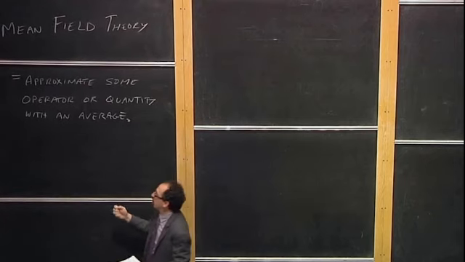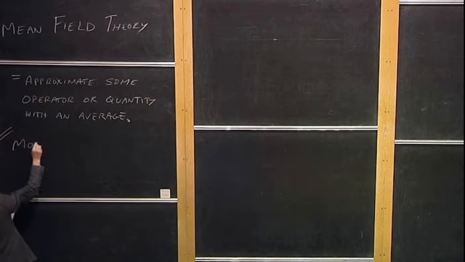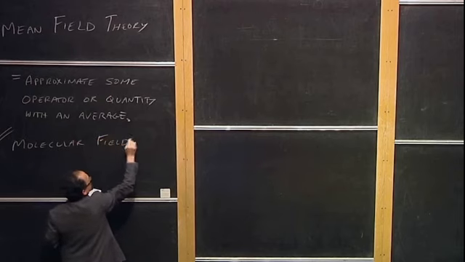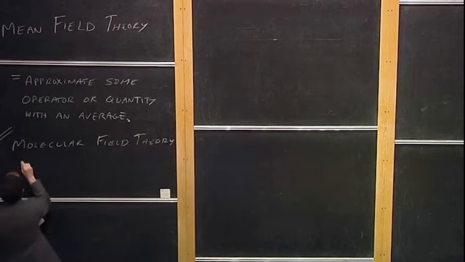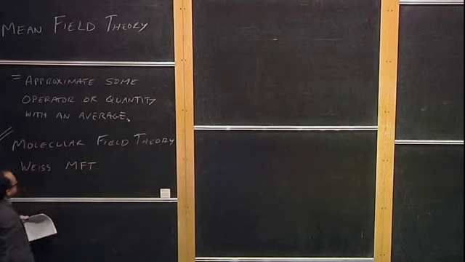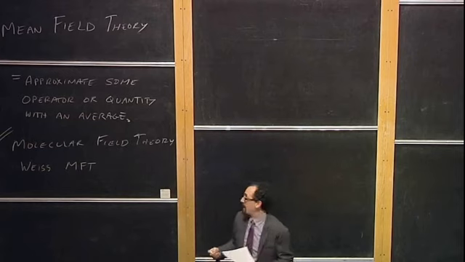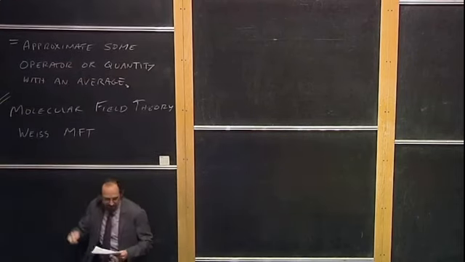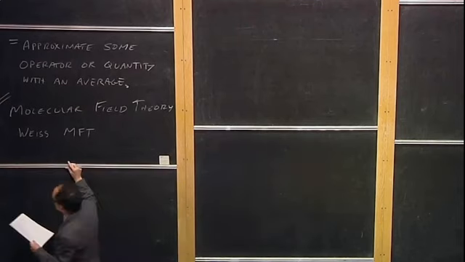We're going to use a particular variety of mean field theory known as molecular field theory, or also known as Weiss mean field theory, MFT. This is the same Weiss who discovered the idea of domains in magnets as well. We discussed him last time. I have to admit, I don't know if it's I before E or E before I there, so I apologize about that. My spelling's not very good.